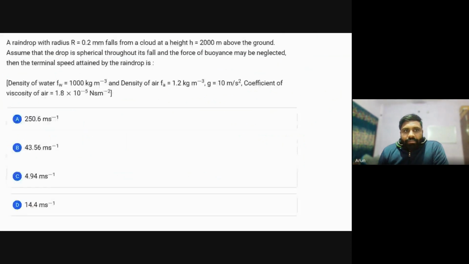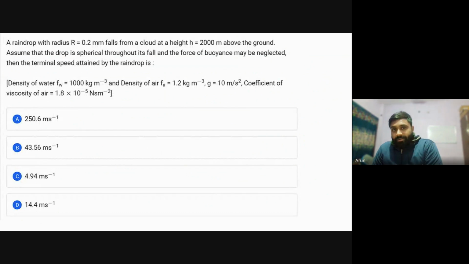Now, based on that data, the terminal velocity, we have a question here. A raindrop with a radius r equal to 0.2 mm falls from a cloud at a height h equal to 2000 meter above the ground. Okay. Assume that the drop is spherical throughout its fall and the force of buoyancy may be neglected. Then find the terminal speed attained by the raindrop. So buoyancy force you can neglect here.